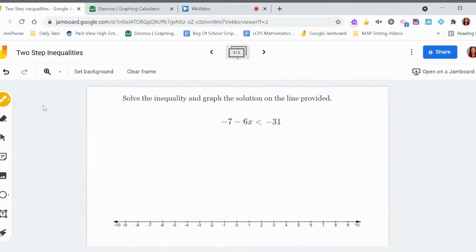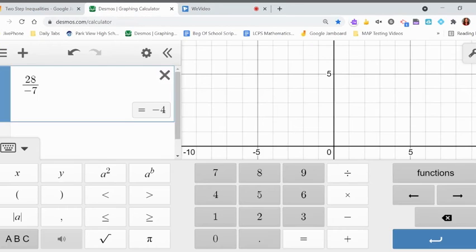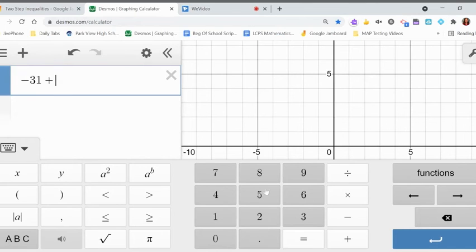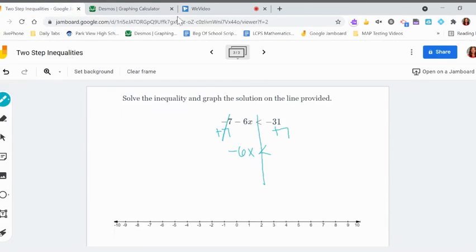Let's take a look at one more example here. Same thing, I'm going to draw my line down the middle. I want to look for the number that doesn't have x. I'm going to move that. So here I have a -7, so I'm going to add 7. -7 plus 7 is going to cancel. I have -6x is less than -31 plus 7, which gives me -24. Okay, that's my first step. I moved that number without an x over to the other side.